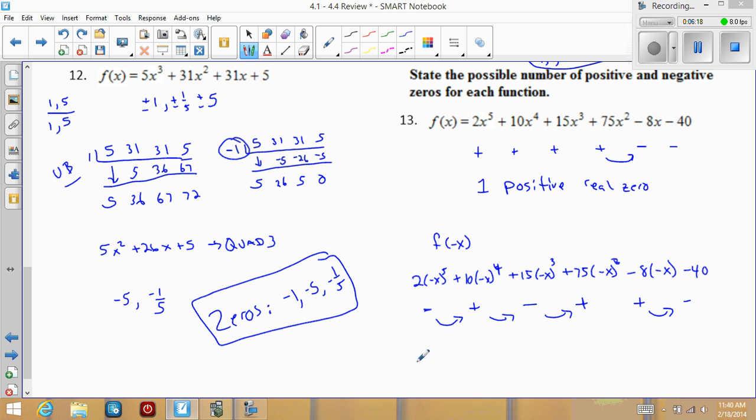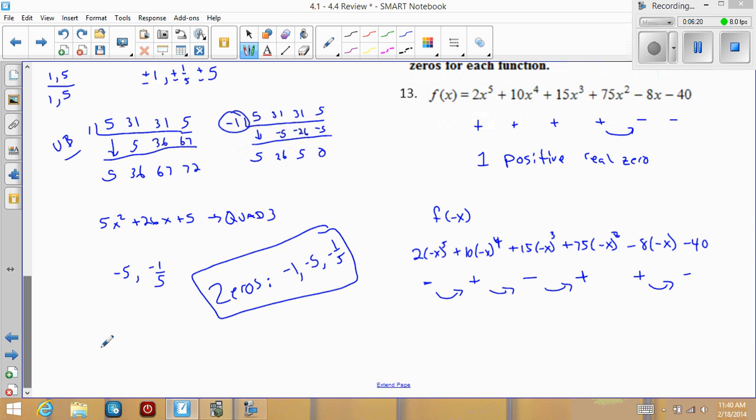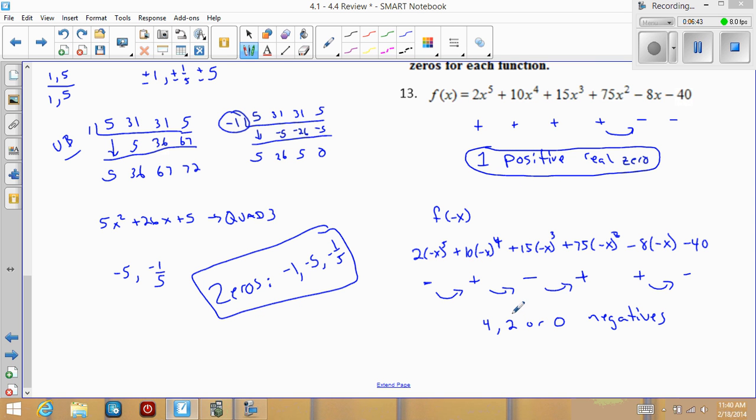And I missed that on the review. So I have 1, 2, 3, 4 sign changes. So that means I have 4, and then I drop by 2's. So 2 or 0 negatives. Okay? Sorry about that for having that mistake on the review. So 1 positive, 4, 2, or 0 negatives.